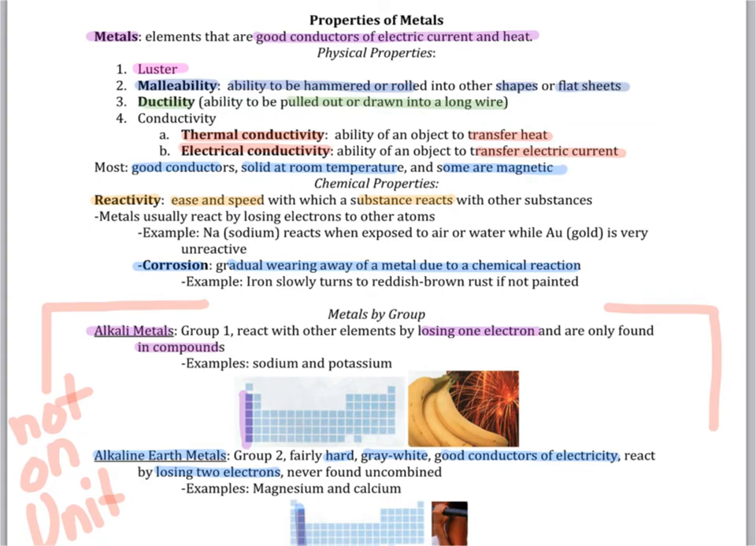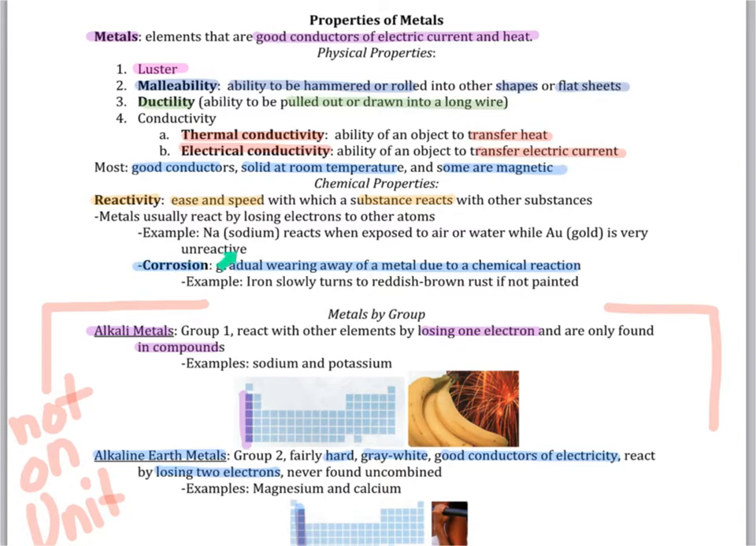Metals also have chemical properties, one of which is reactivity, and that's the ease and speed with which a substance reacts with other substances. Metals usually react by losing electrons to other atoms. An example is sodium. It reacts when exposed to air or water, while gold is very unreactive, which makes it good for things like jewelry.